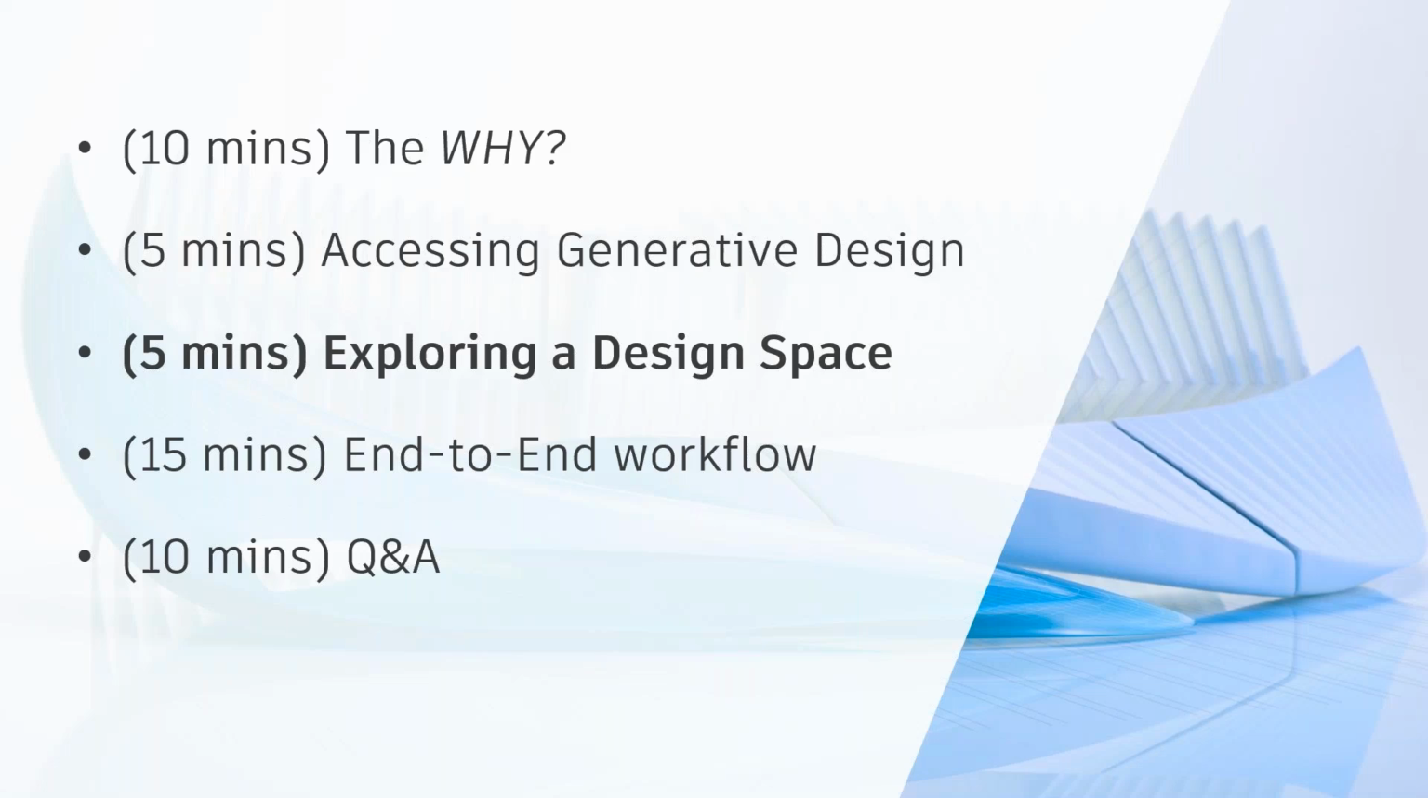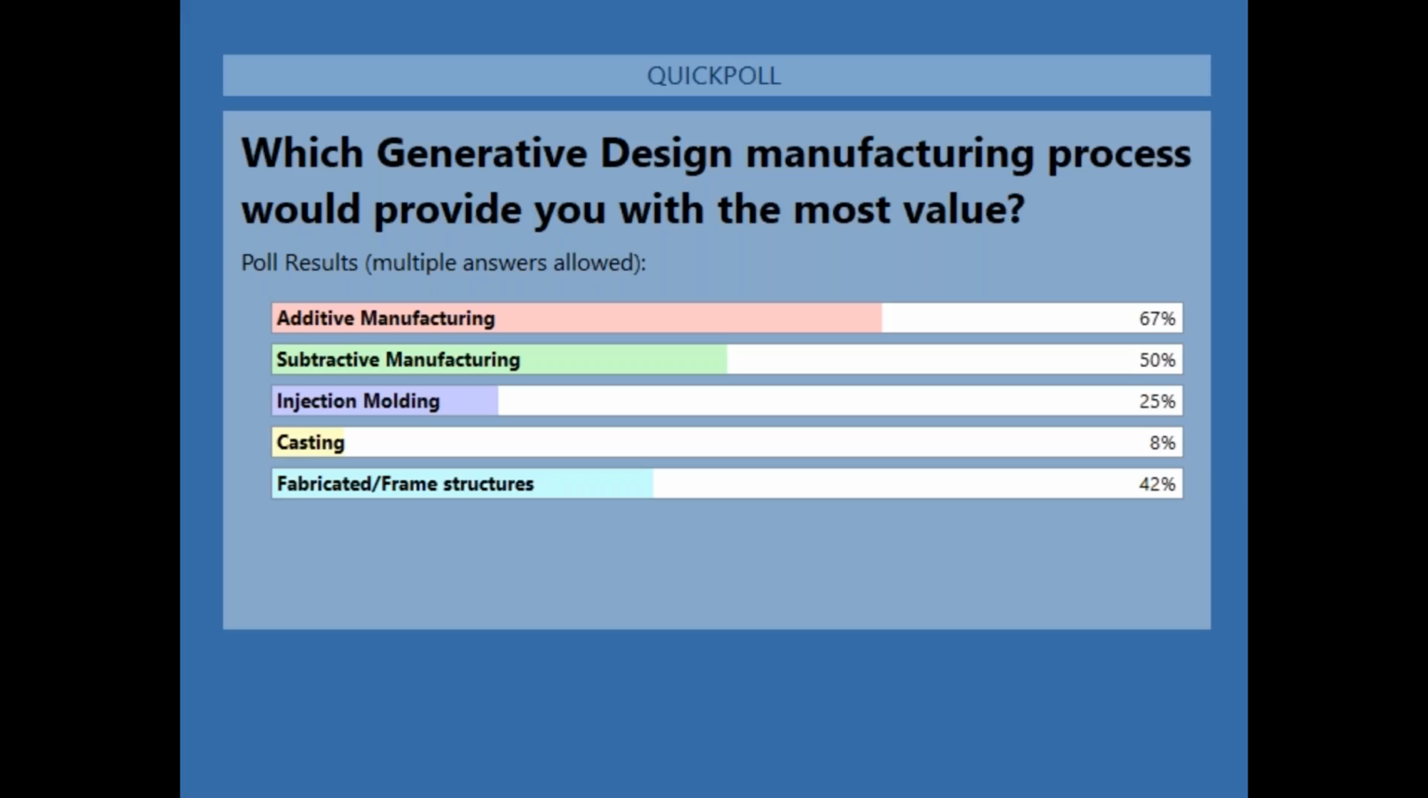And thank you for everyone that answered that question. So it looks like the majority of people are actually interested in additive. So this is, of course, a great use case of generative. While we talk about traditional manufacturing, you can always use it for additive as well. Second would be subtractive manufacturing, followed by frame structures, which we don't have quite yet, and then injection molding. So thank you for everyone that answered that question.